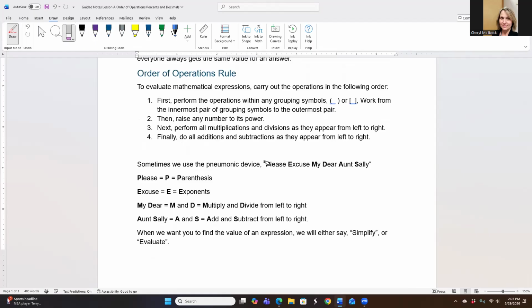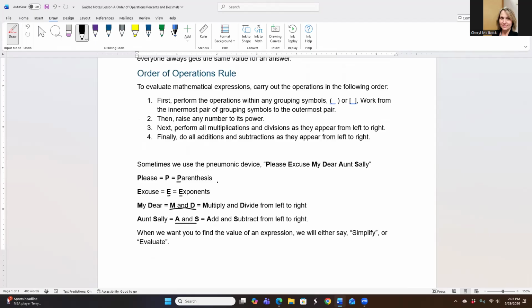Sometimes we use the mnemonic device, "Please excuse my dear Aunt Sally," with the P in please standing for parentheses, which we should do first, the E in excuse standing for exponents, my dear with the M and D standing for the multiplication and division, which we do in the same step from left to right, and Aunt Sally's, the A and S, standing for adding and subtracting from left to right.